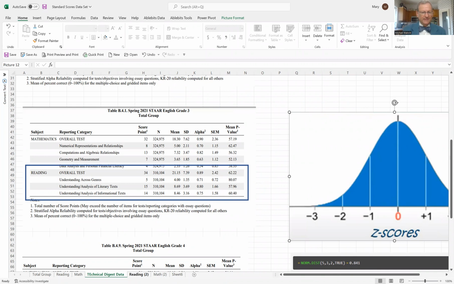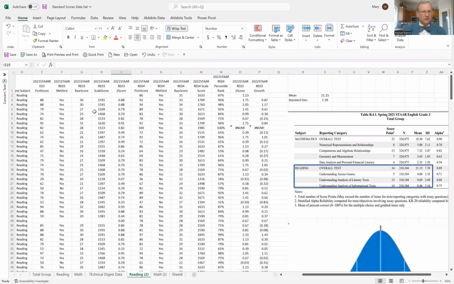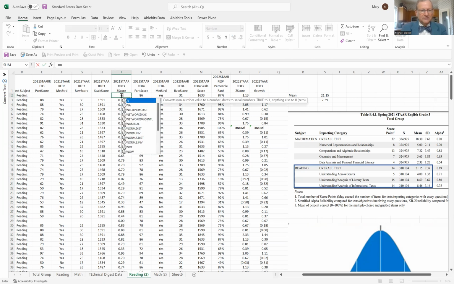Reading was the one that I made a copy of, and so we're going to be using the raw score to create our Z-score. So I inserted a column, and from here, in the cell where the individual did not take the test, I originally typed in equal and then norm to find the normal distribution.